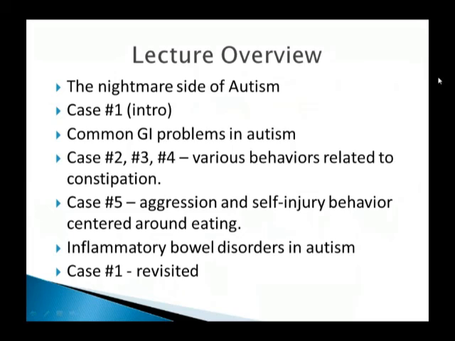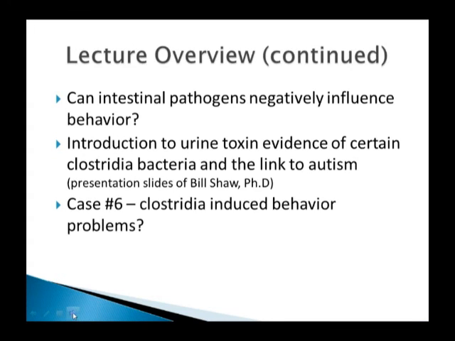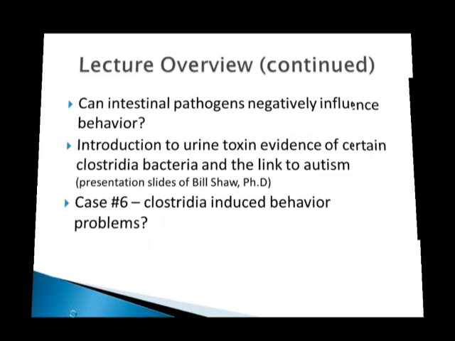So tonight we're going to get right into the issues with respects to autism. I'm going to go through some case presentations, some of the common GI problems seen in autism, and then we'll build some cases around that. You'll see some slides here on inflammatory bowel. And then the tail end of the presentation is going to get into some of the science with respects to gut bugs, the neurochemical influence that these gut infections can have, and then we'll wrap a case up with respects to Clostridia-induced behavior problems seen with many kids on the autism spectrum.